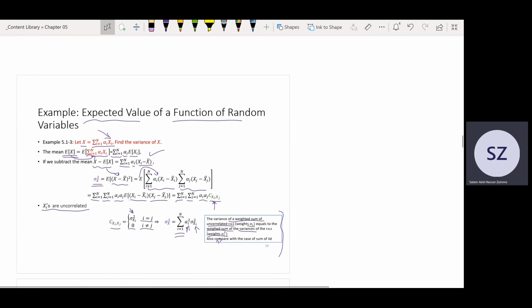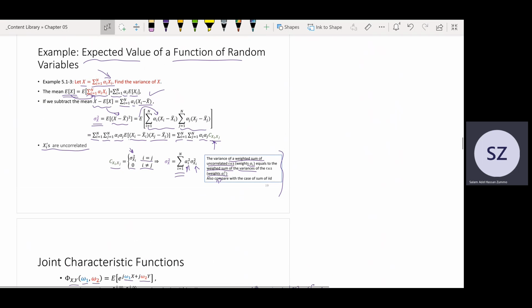And then we talked about this, which is very important. We find that the expected value of a weighted sum equals the weighted sum of the expected values. Similarly, if you have a weighted sum of random variables, then the variance of the resulting random variable equals the weighted sum of the covariances. If they are uncorrelated, it will be equal to the weighted sum of the variances. If they are not uncorrelated, it will be a double summation of the covariances.